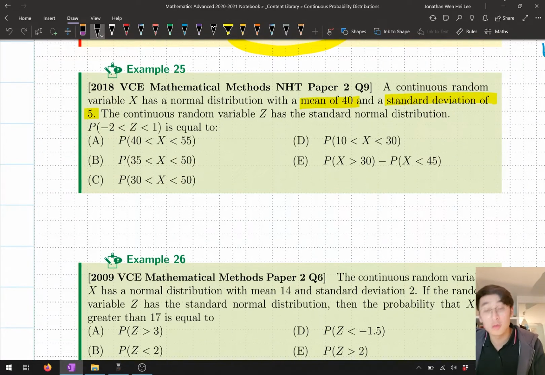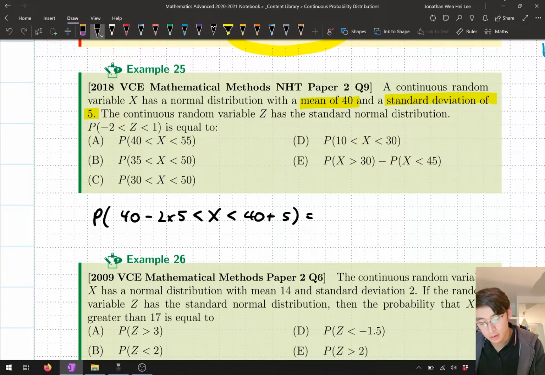So two standard deviations below, which is what this -2 is telling me, is equivalent to P of 40 minus 2 times 5 is less than our random variable, which is less than, well, one z-score above is going to be 40 plus 1 standard deviation of 5. So that's P of 40 minus 2 times 5, which is 30, less than x less than 45.